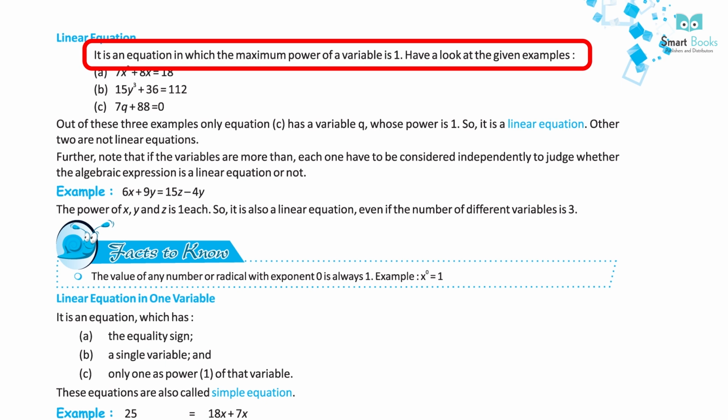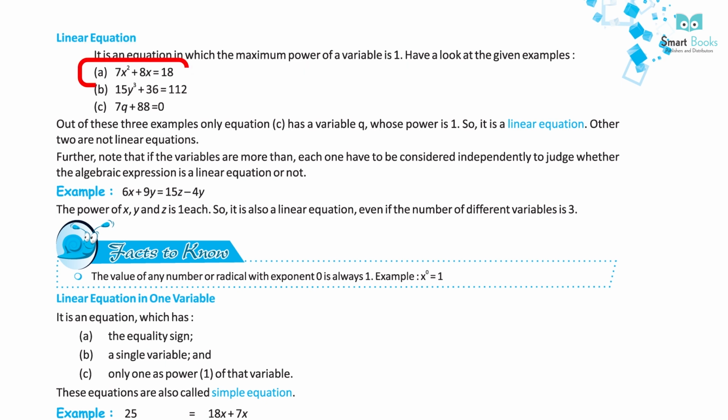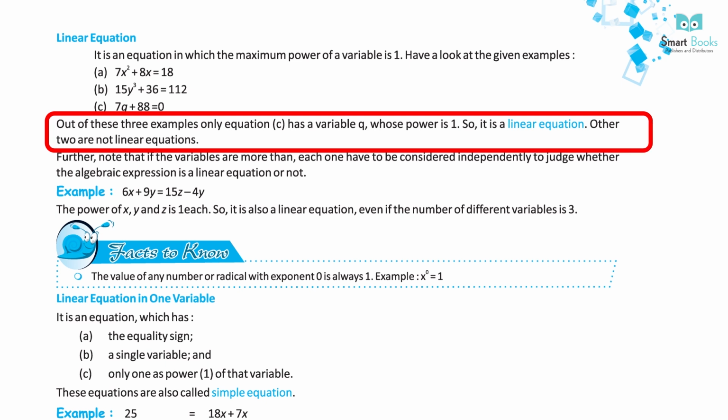Have a look at the given examples. A. 7x squared plus 8x equals 18. B. 5y cubed plus 36 equals 112. C. 7q plus 88 equals 0. Out of these examples, only equation C has a variable q whose power is 1. So, it is a linear equation. The other two are not linear equations.